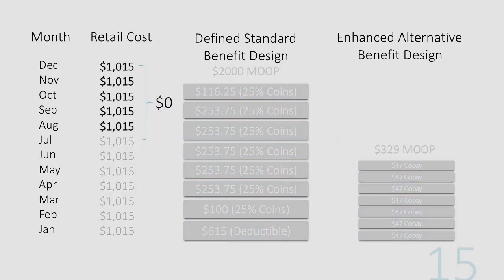Using the defined standard benefit design, once the individual leaves the initial coverage phase and enters the catastrophic phase, the individual pays zero for their prescription drugs for part of July and the remainder of the calendar year. Remember, this is only one example of one prescription drug in one scenario.